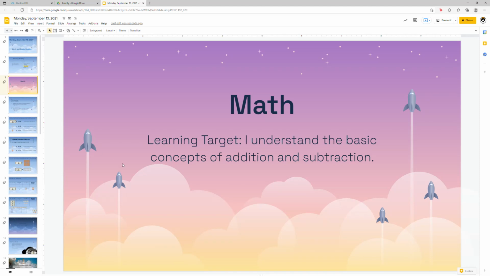All right, class, it is your favorite time of day again, right? We're talking about math. Our learning target today is: I understand the basic concepts of addition and subtraction.